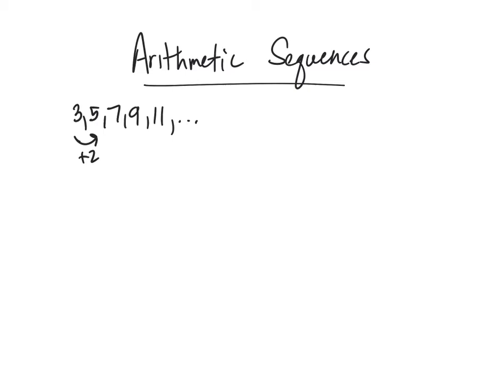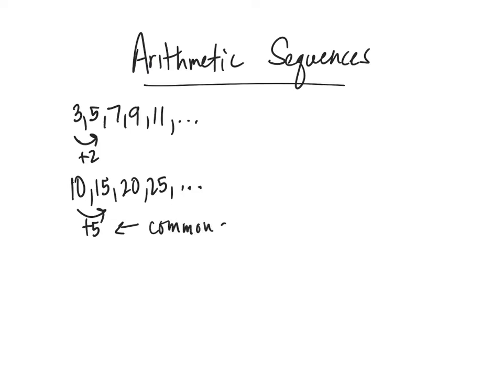2 is the common difference here. Another example: if I said 10, 15, 20, 25, and on and on, every number is created by adding 5. And again, that 5 is called the common difference.